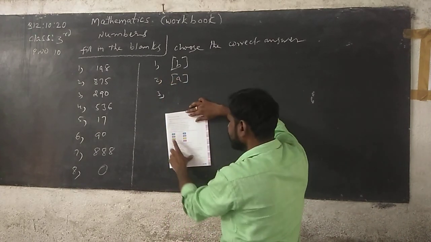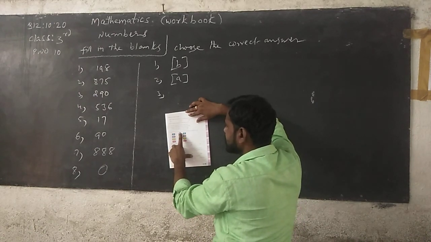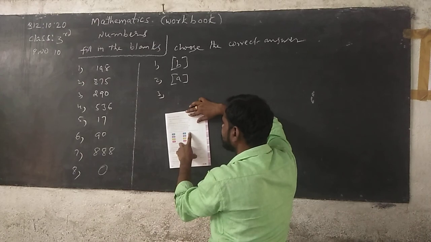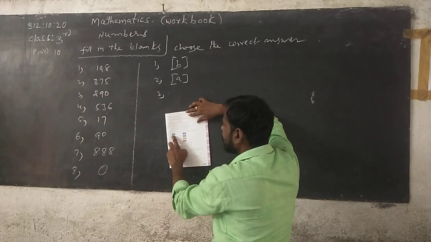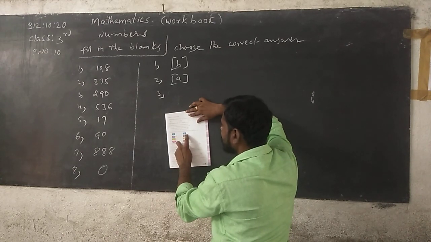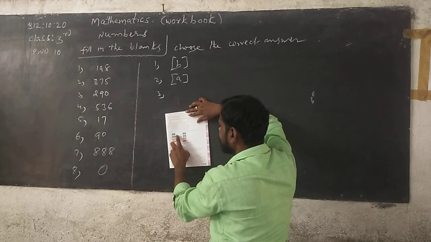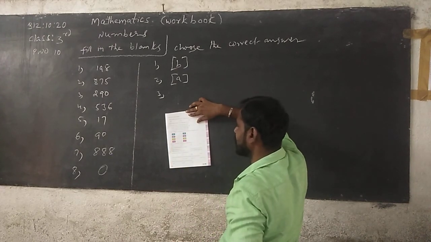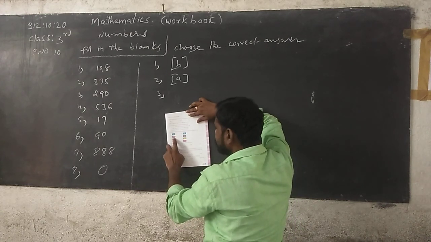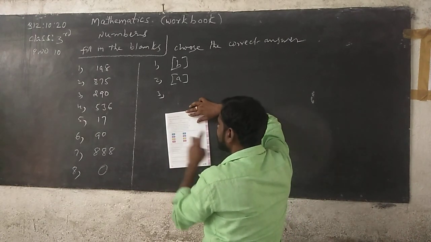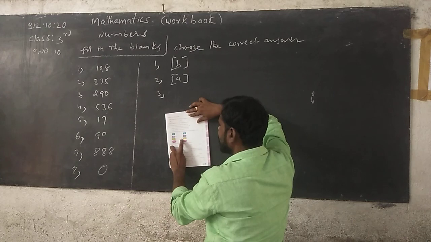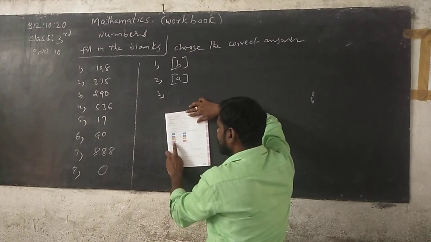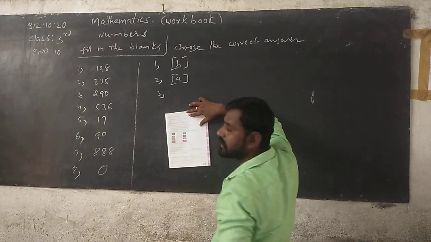Next, third one. In which empty box would the number 167 make the comparison true? See here. A, 174 greater than dash greater than 169. B, 164 less than dash less than 168. C, 180 greater than dash greater than 170. D, 165 less than dash less than 167. In it, option B is correct.